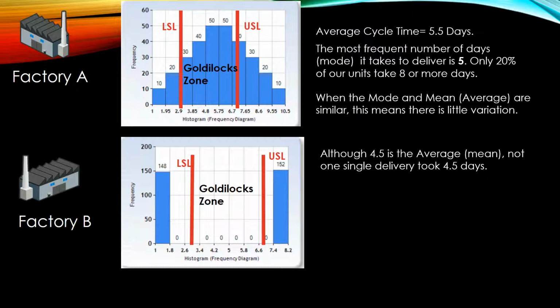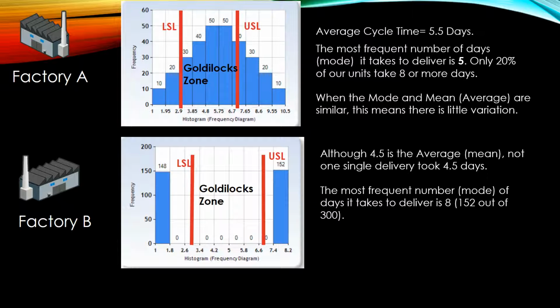Meanwhile, in Factory B, yes, their average is 4.5. That is their mean, but they never had a single delivery that took 4.5 days. They just have two extremes. It only takes less than a day or so, or it takes 8 days. So we average those out, you get 4.5. But the most frequent number is that it takes 8.